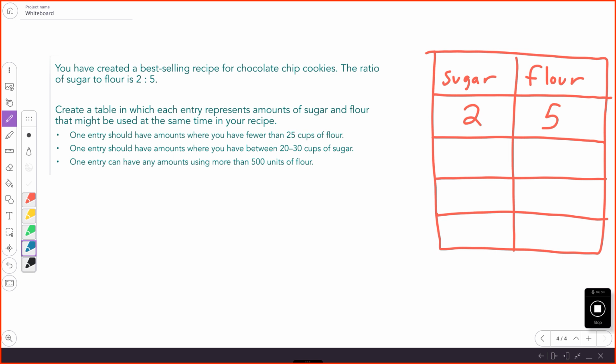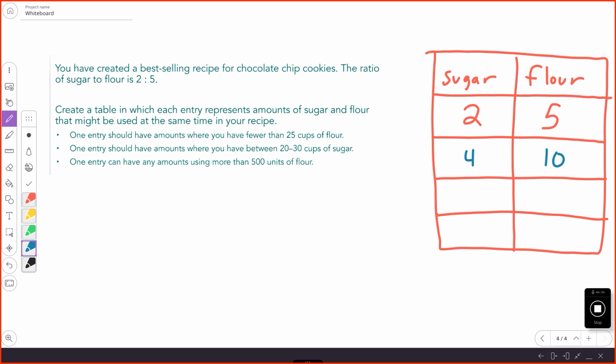But here are the stipulations. You can create a double number line. You can create another table just by using the multiplication skills to fill in these blanks. Here's an example. You can multiply both of them by 2. 2 times 2 is 4. 2 times 5 is 10. This is a nice little example. That means 4 and 10 will work. They are equivalent to 2 and 5. They will give you the same taste of your chocolate chip cookies.